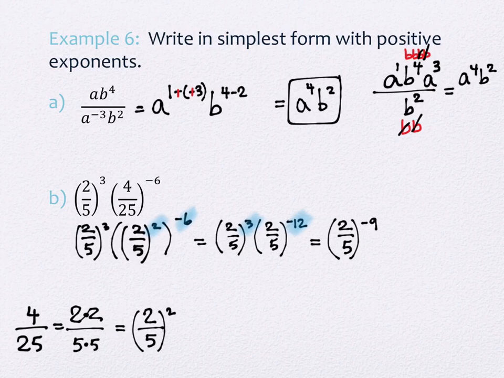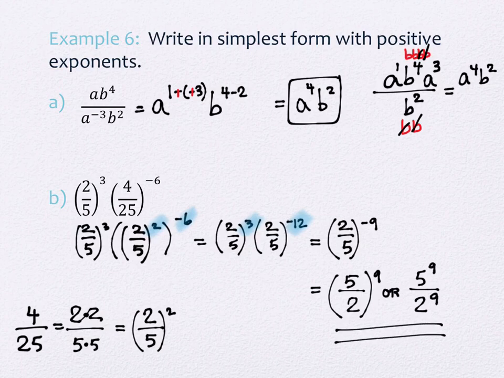Yeah, the positive exponents part. So how do we change this so that it will have positive exponents? Flip it. Yeah, we flip it or we do the reciprocal. So we're going to do 5/2 now to the 9th. And you can leave it like that, or you can write it as 5 to the 9 over 2 to the 9. Neither one is more correct than the other. Either one works just fine.